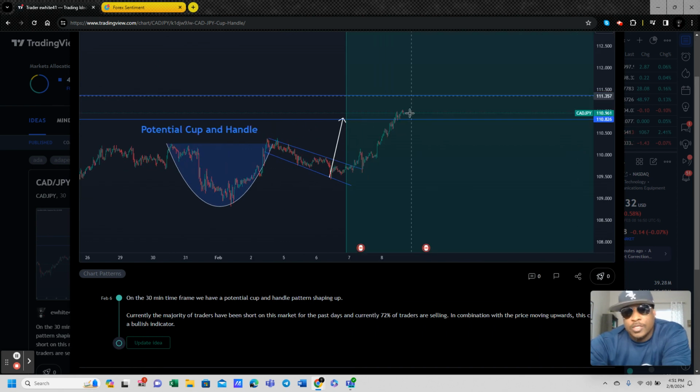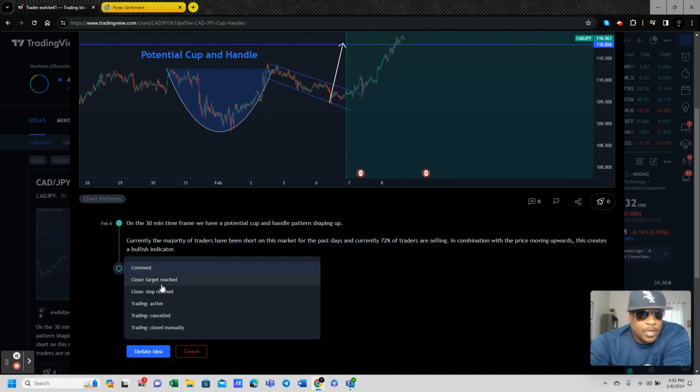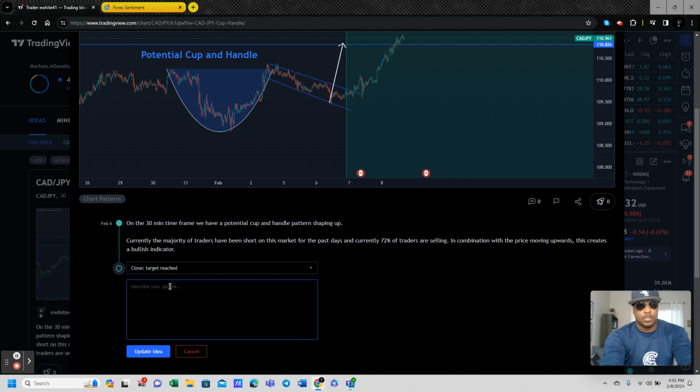So our targets have been hit, have been achieved. We're going to update this, and we're going to comment and say targets reached, closed. Targets met with a 130 pip move. Congrats if you took this trade.